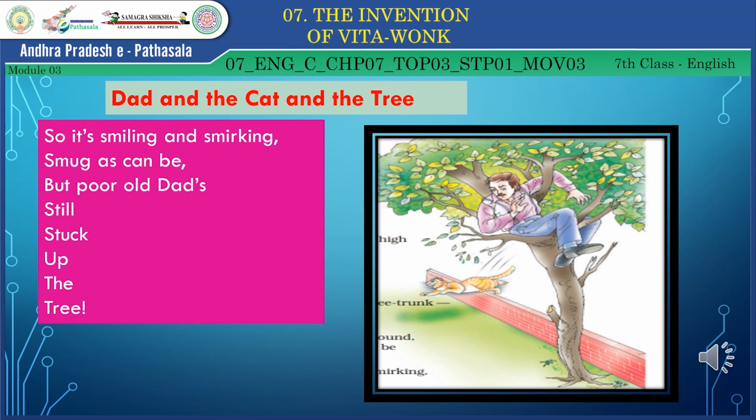So this is about the funny poem Dad and the Cat and the Tree. The rhyming scheme in this poem is A, B, C, B. That is, endings of second and fourth lines give the same rhyming.